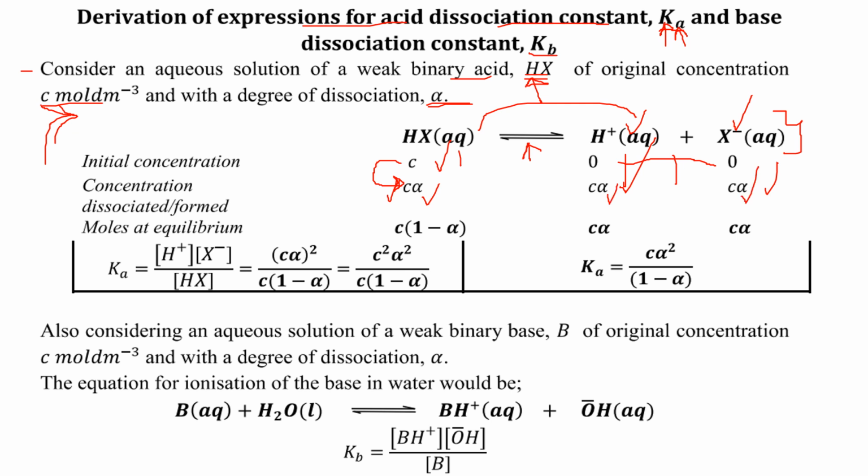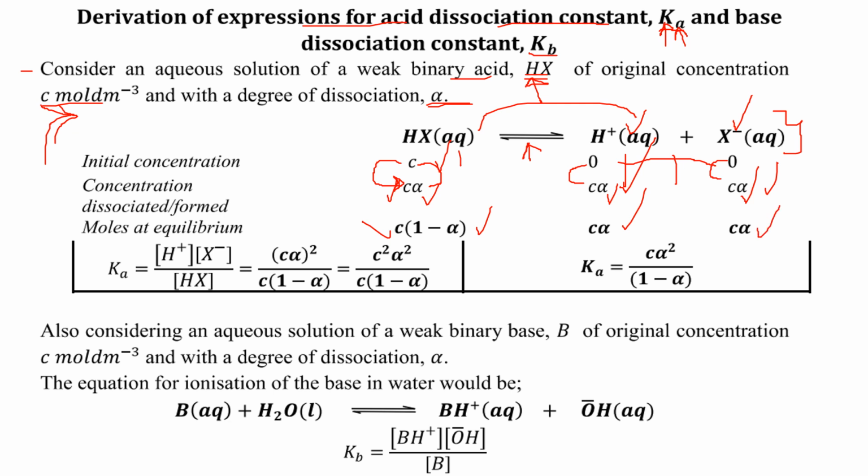Now when you're getting moles at equilibrium, on the reactant side we subtract. So it's going to be C minus C alpha. Now when you factorize out the C, you end up with C into bracket 1 minus alpha. And then on the product side, you just add. So 0 plus C alpha gives you C alpha, and then 0 plus C alpha also yields you C alpha.